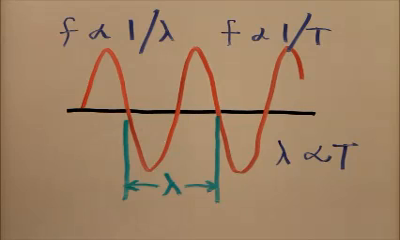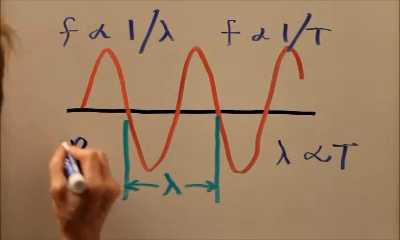This question is asking us what happens if we increase this lambda by a factor of 49. Well, if we do that, the period T will also increase by a factor of 49. That's choice B.